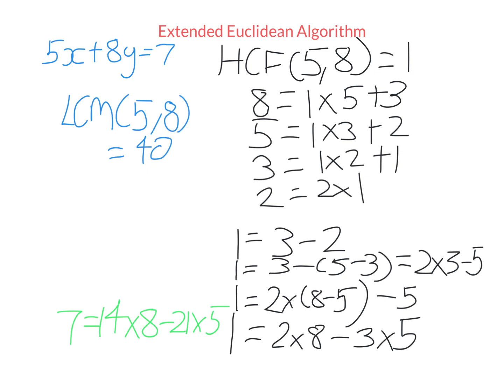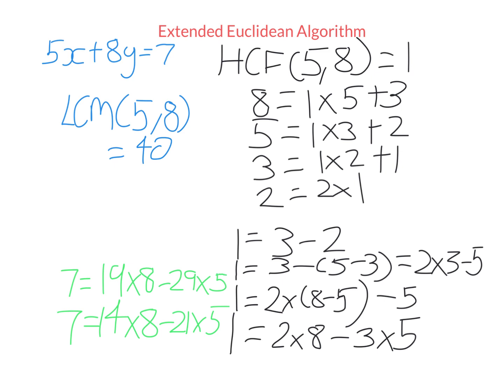How am I going to use that to come up with other solutions? Well, I could just keep subtracting multiples of 40 from this part of the equation and adding multiples of 40 to that part of the equation. So, for example, I have my solution 7 equals 14 times 8 minus 21 times 5. What I could do to come up with another solution is add 40. I could add 5 more lots of 8 as long as I take away 8 more lots of 5.